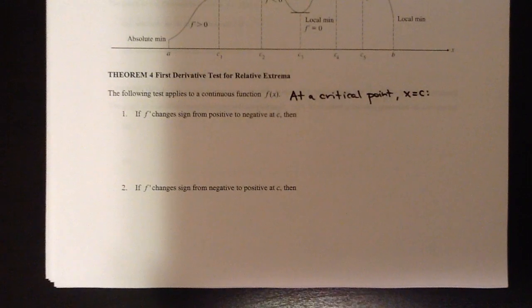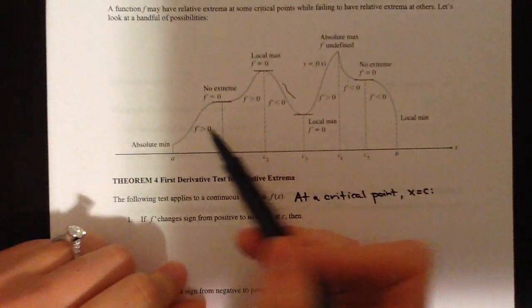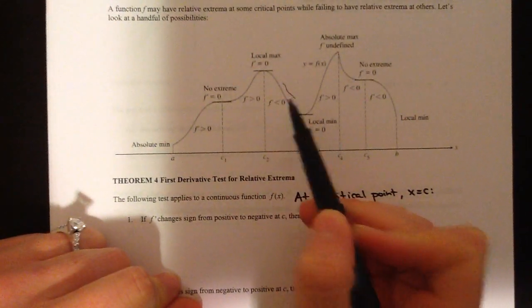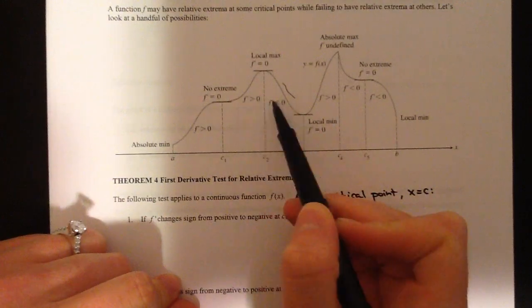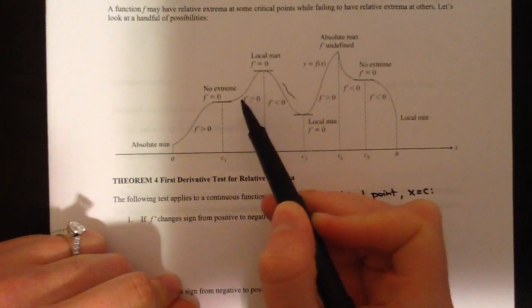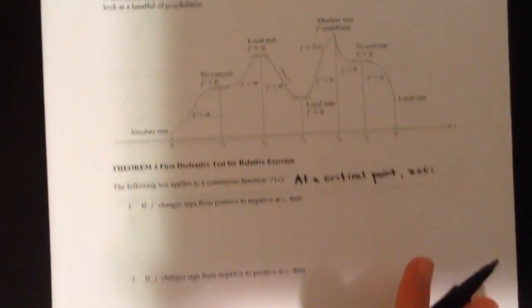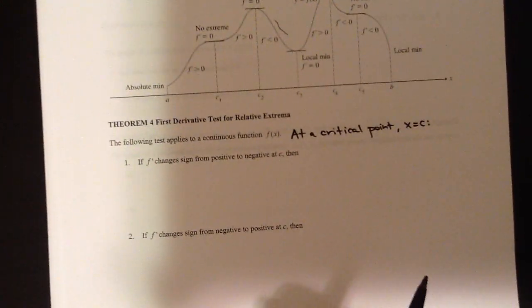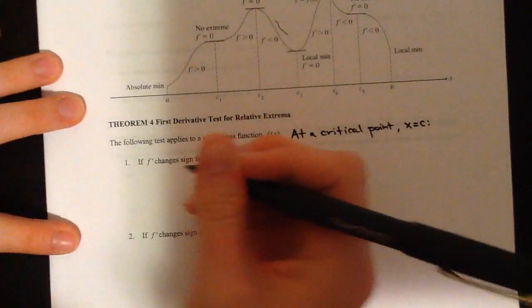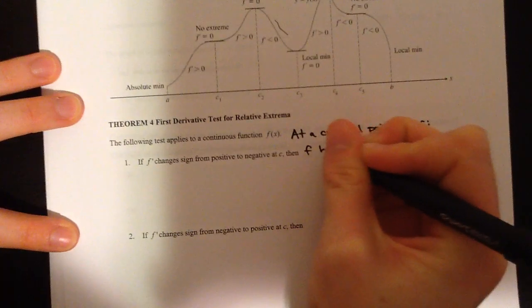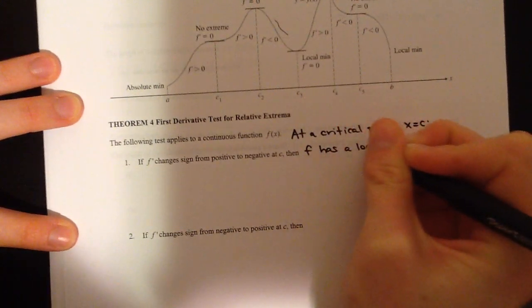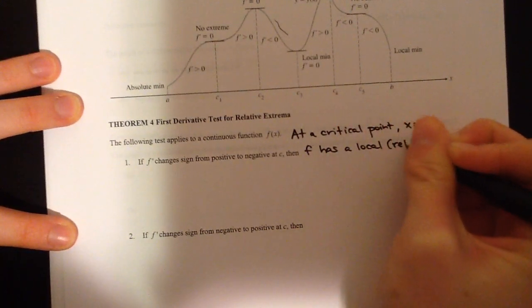So if f prime, the derivative, changes sign from positive to negative, then, so now let's look here. Positive derivative, negative derivative. Okay, so this is the example I'm talking about. My derivative changes sign from positive to negative. That ended up being a local max. So let's write this down. So if my derivative changes from positive to negative, then f has a local maximum at C. Or relative, that works too.